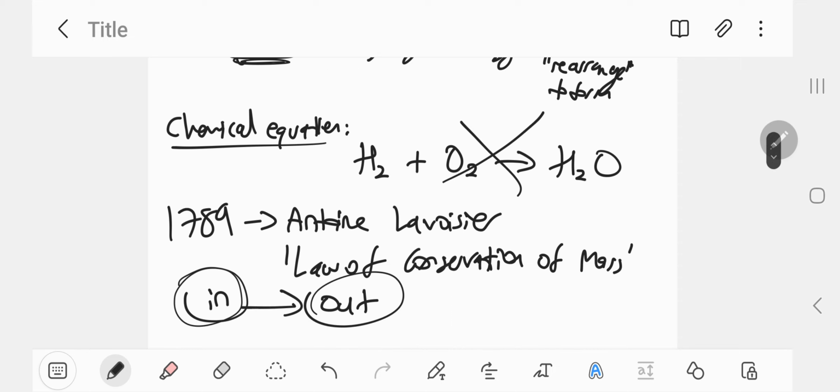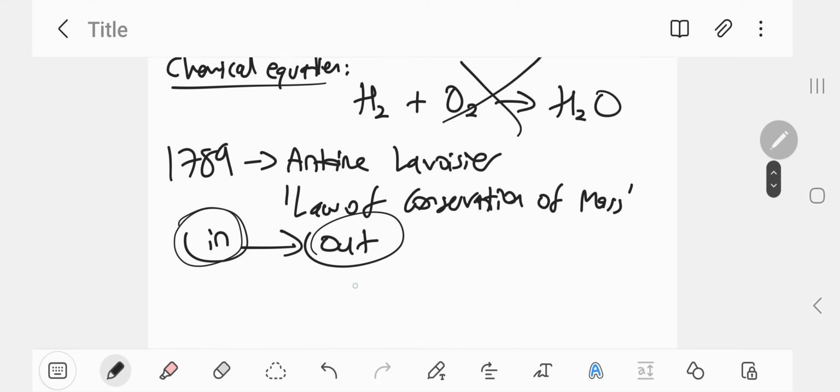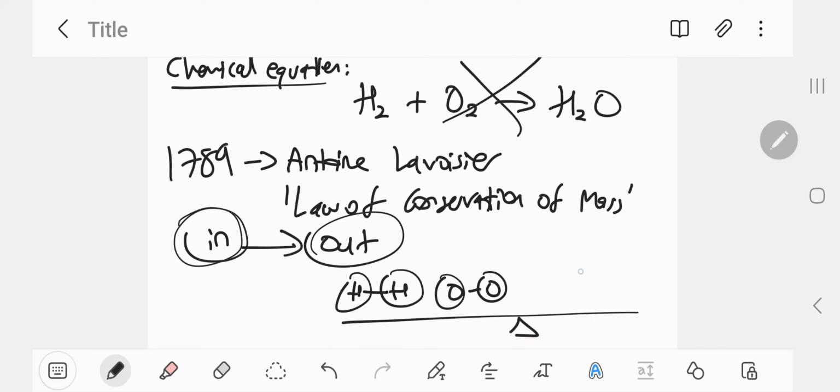Okay, so in this case, on the left-hand side of this chemical equation, we've got hydrogen and oxygen. On the right-hand side, you have to have hydrogen and oxygen as well. It's also nice to draw a diagram. So H2 looks like this. Think of hydrogen, two hydrogen atoms connected. On the left-hand side, similarly, two oxygen atoms connected. That's O2. Think of it as like a seesaw.